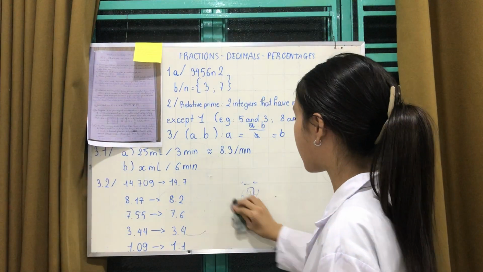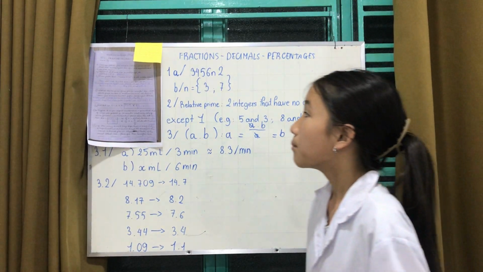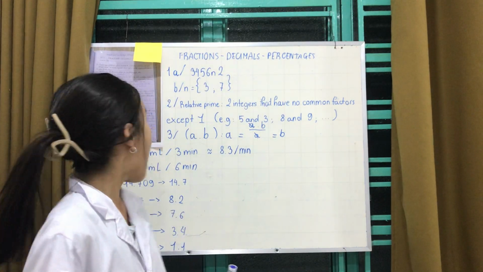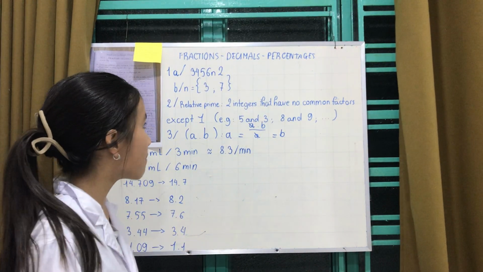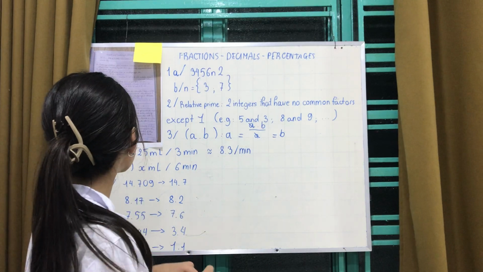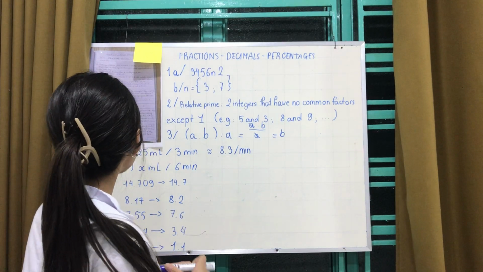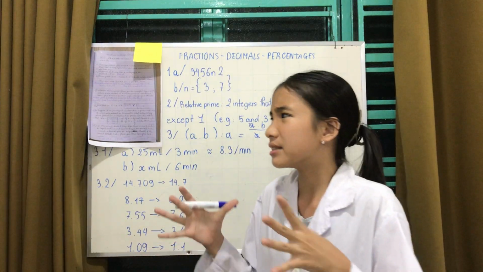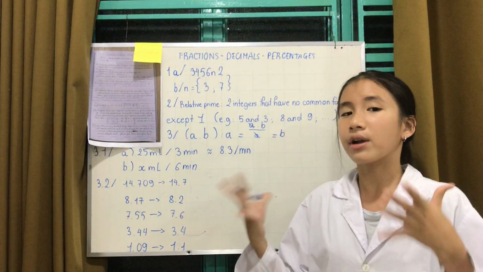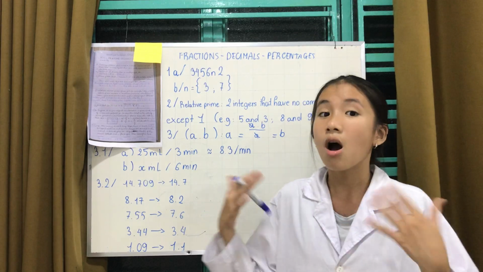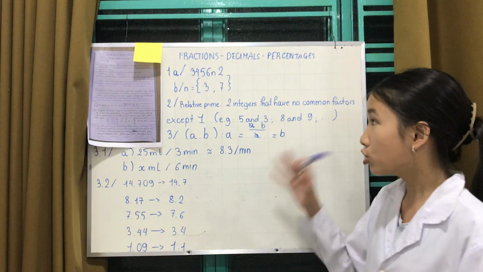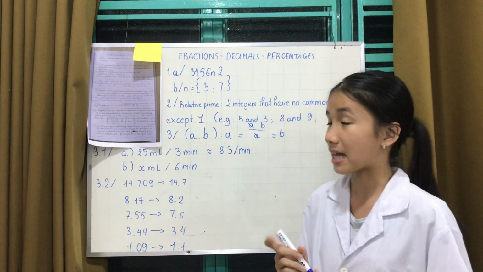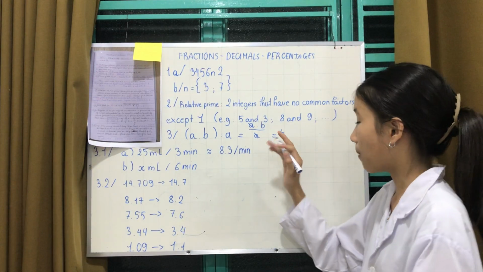Moving on to the next problem, problem number 2. Problem number 2 asks: what are relative prime numbers? Please also give an example of relative primes and how we use relative primes in medicine calculations. So firstly, let's answer the first question. What are relative primes? Relative primes, also called coprimes, are two integers that have no common factors except 1. Now let's take an example.